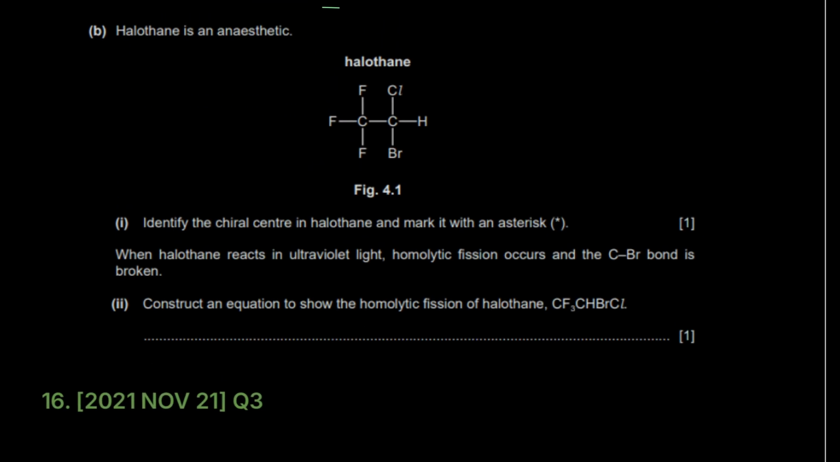Halothane. Okay, this is called halothane. Wow, awesome. What would be the systematic name for this, by the way? This is the first carbon, second carbon. What would be the systematic name for it? It would be 1-bromo-1-chloro-2,2,2-trifluoroethane. This would be the systematic name for it. And he's saying halothane is an anesthetic. So now if you were to make an industry for anesthetics, you can use halothane.